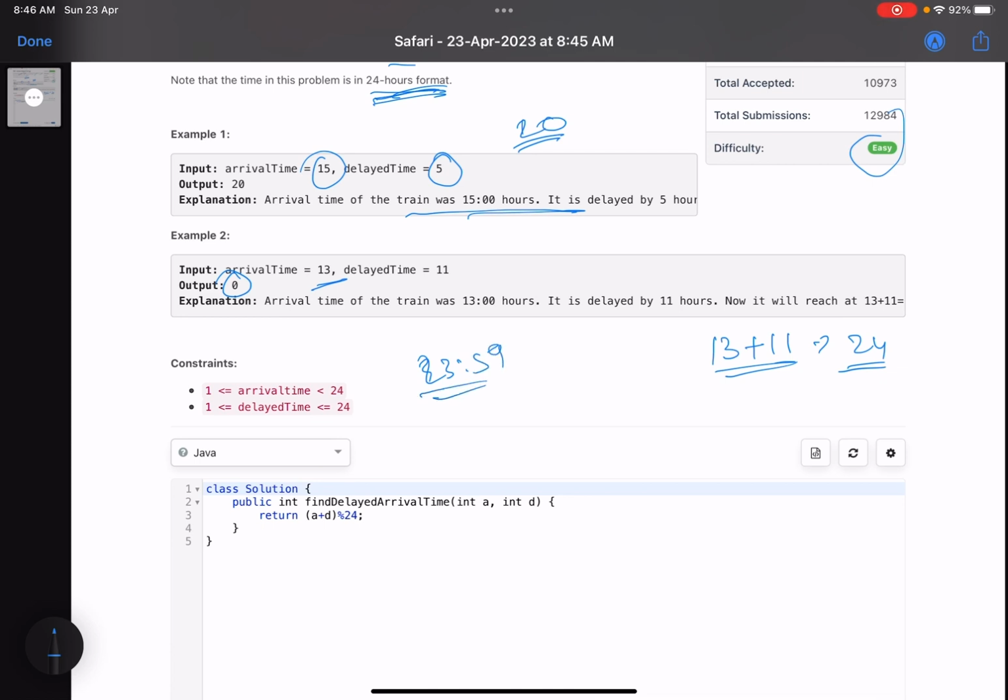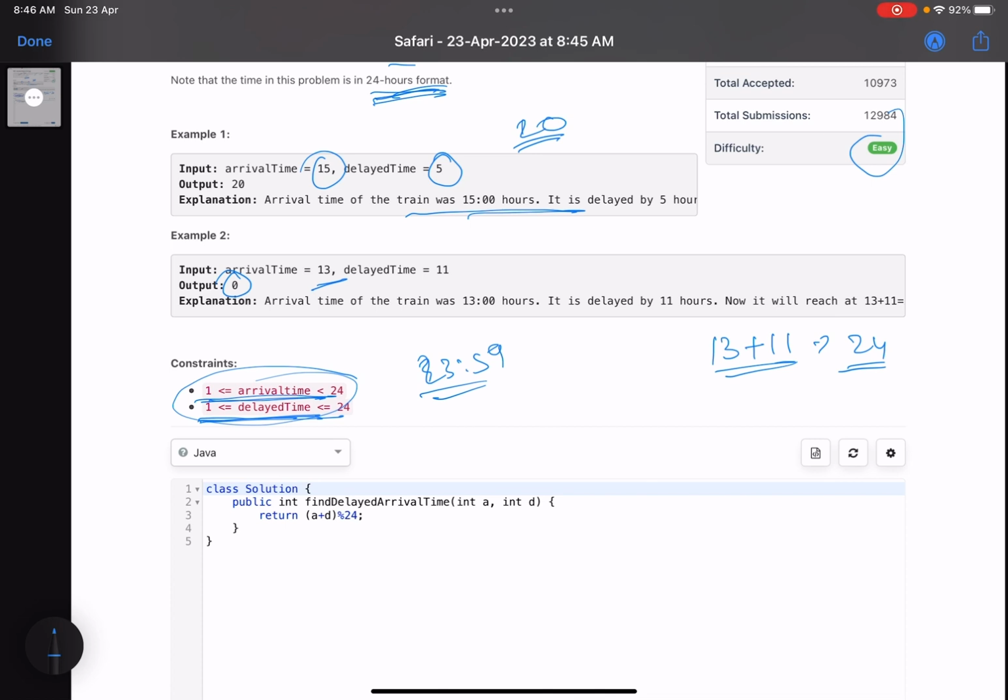It also says the arrival time will obviously lie between 1 to 24 and the delayed time can be 1 to 24, right? And you have to obviously return the answer that what is the actual time when the train will arrive. So I don't think we need much explanation for this one.